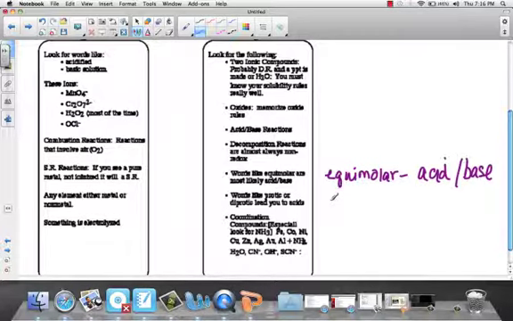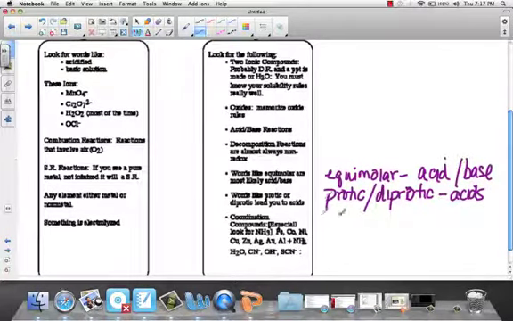Words like protic or diprotic, protic meaning one proton or one H, diprotic meaning two protons or two H's, are also indicative of acids. An example of a monoprotic acid would be HCl. A diprotic acid would be H2SO4. They do have triprotic acids as well.